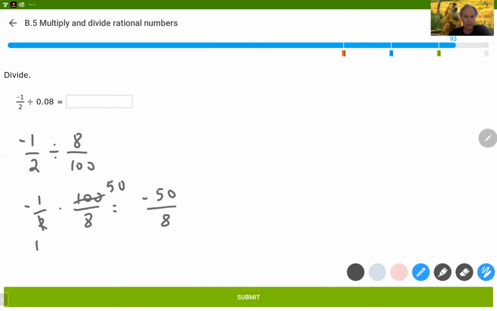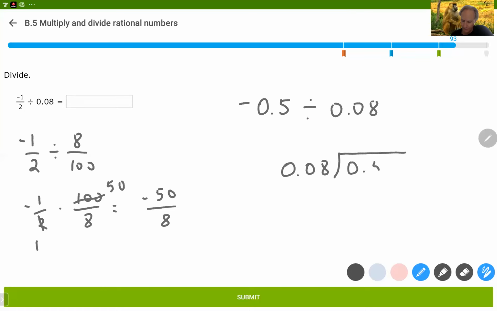Now, some people are going to want to do the decimal division, and this is kind of ugly looking. Let me show you what it looks like. It's negative 0.5 divided by 0.08, and this is the divisor, so we're putting 0.08 into the negative 0.5, and we have to move the decimal 2 places. We have to add the 0 in, we have to put the point at the top, and we're talking about 8 into 50, which is really what this says. Don't forget the negative when you're doing this.